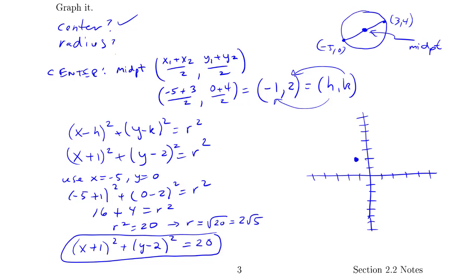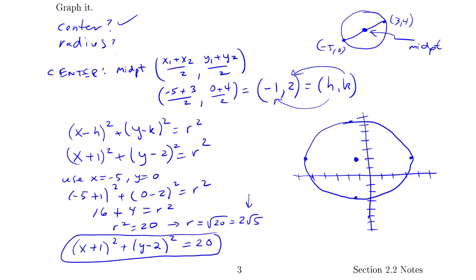So now the idea is I have to go 2 radical 5, the radius, in each of the 4 directions. But 2 radical 5 is not a nice number. If you put that in a calculator, find that's about 4.5. So I'm just going to go 1, 2, 3, 4, and a little more to go over to the right. Go 1, 2, 3, 4, and a little more up. Sorry, 1, 2, 3, 4, and a little more left. And then 1, 2, 3, 4, and a little more down. And that's how I could get my circle.